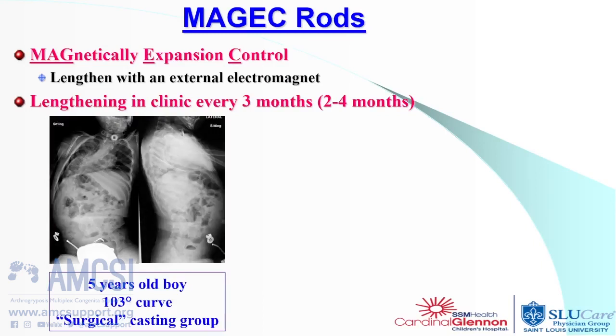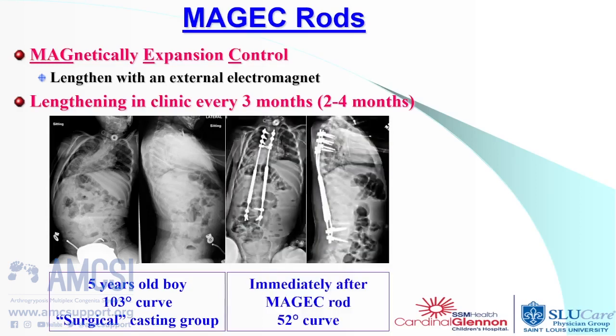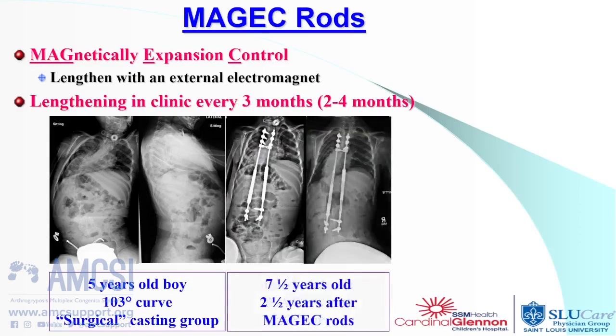So we have this boy here, 5-year-old boy, 103-degree curve. We tried to cast him for a bit. We got him to 5, but then we had to do something else. But that's when we put the magic rods in them. And you can see from this picture to that picture, you got these much bigger areas here that are clear, and that's because that's how far we've been able to distract out the rods and get them somewhat taller.